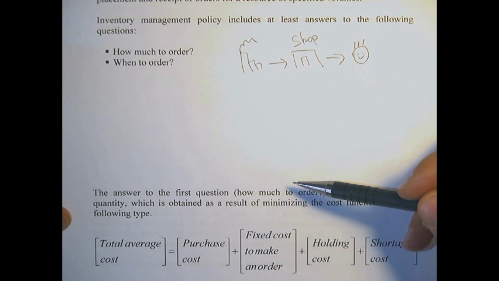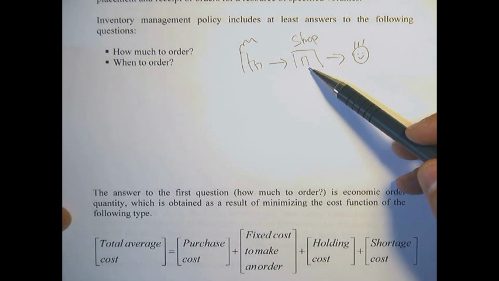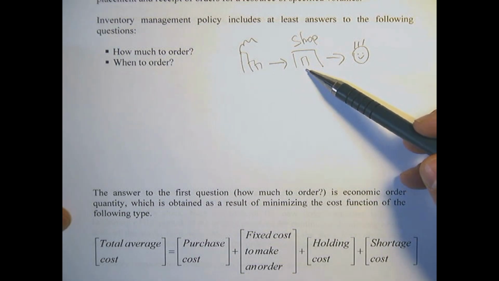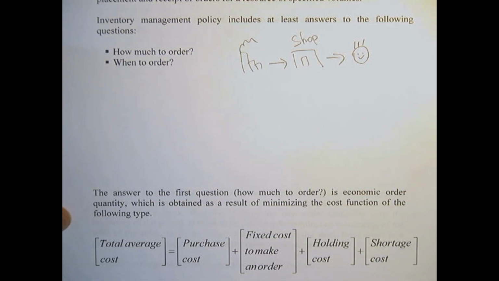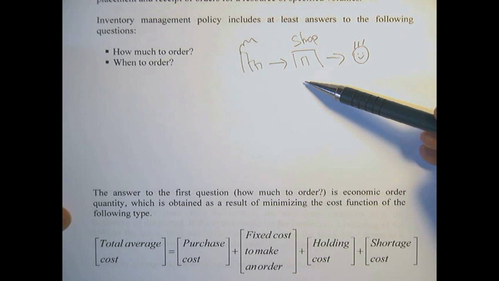And which cost also appears? Assume that there is a purchase manager in our shop, and for each order he makes, we pay him a bonus. And this bonus does not depend on how much he orders. So if he orders 1 liter, we pay him $1. If he orders 100 liters, we pay him $1. So this fixed cost to make an order does not depend on order quantity.